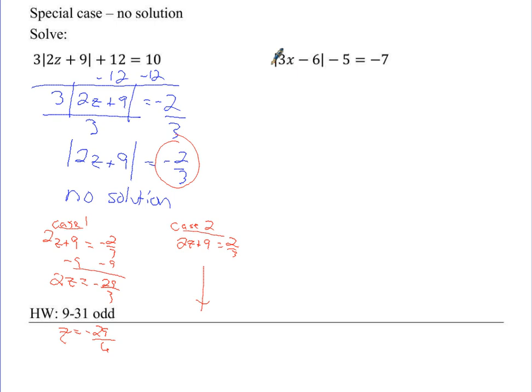So let's take this one as well. What should we do to get the absolute value by itself? Good. Add 5 to both sides. And now what do we have? Yeah. Isn't it no solution again? Why is it no solution? Because it's negative? Because you can never take the absolute value of something and wind up negative. So this one is also no solution.